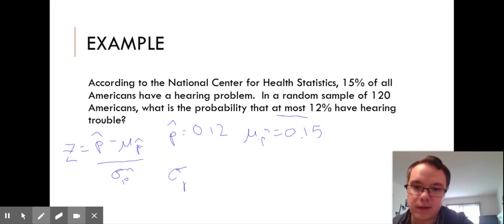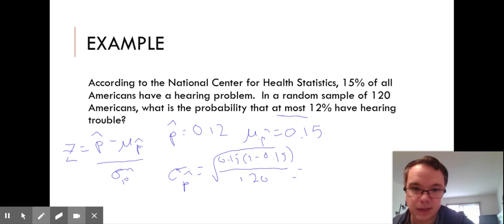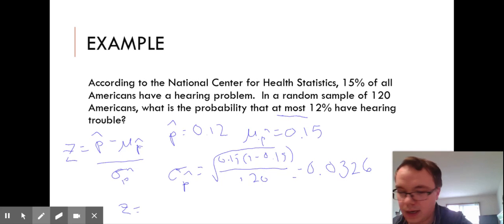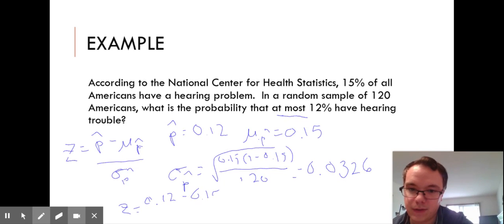And for our standard deviation, remember, we take our expected value times 1 minus our expected value over our sample size, which is 120. And if you find that here, it is 0.0326. So to find our z-score, we're going to plug those things in. So we're going to take 0.12 minus 0.15 and divide it by 0.0326. And if we do that, we get a z-score of negative 0.92.